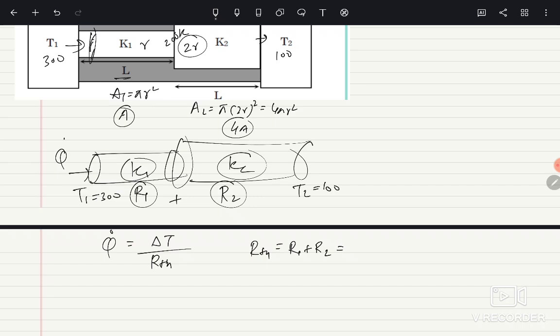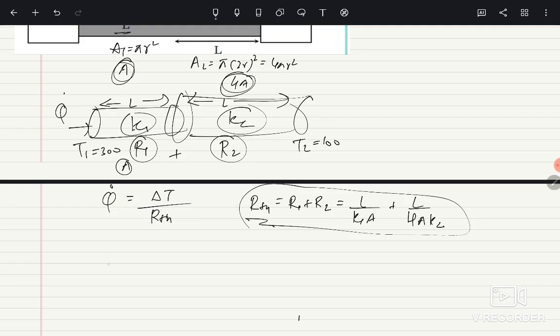All the heat is going through both. So this length is L, its area we have calculated as A, conductivity K1, so R1 will be L by K1A, and for R2 the area is 4A, the length is also L, so plus L by 4A K2 we can write. So this is the thermal resistance. The rate of heat flow from K1 to K2 material is the temperature difference, 300 minus 100, upon this R thermal. R thermal is L by K1A plus L by 4A K2.